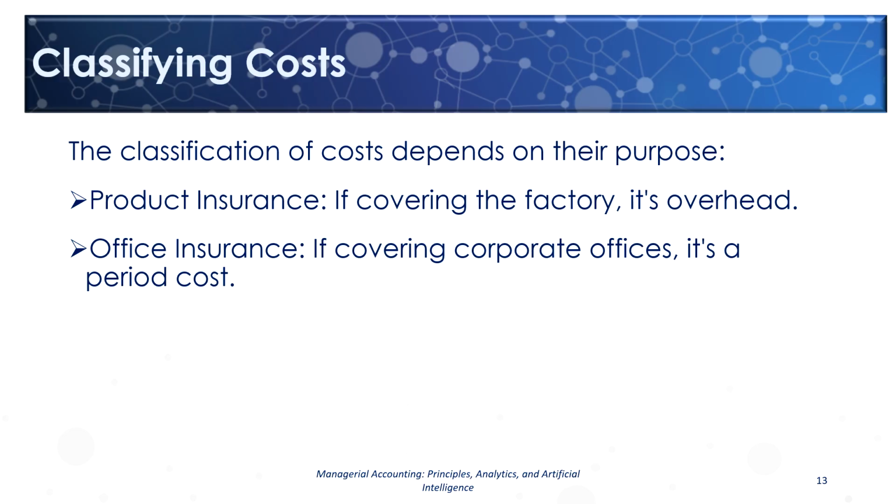This slide reminds us that classification depends on the purpose of the cost. For example, insurance could be a product cost or a period cost depending on what it covers. If the insurance covers the factory, it is overhead and therefore a product cost. If insurance covers the corporate offices, it is a period cost. Make sure to make this distinction in your notes.